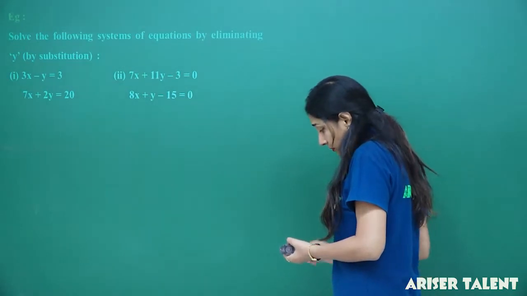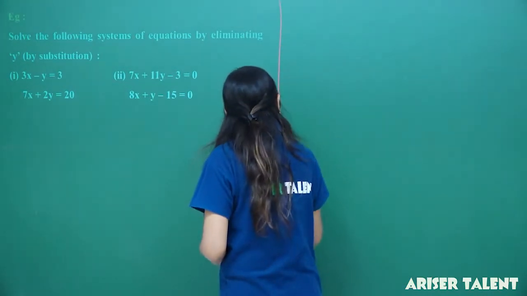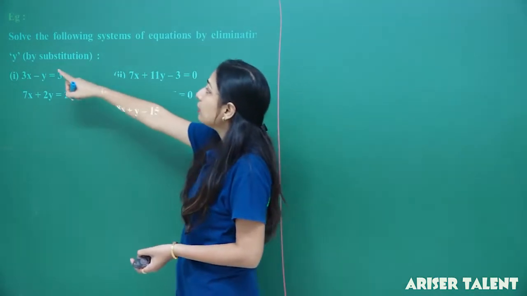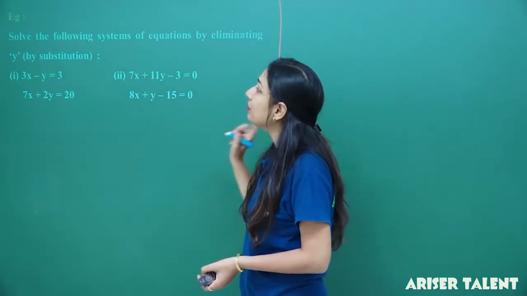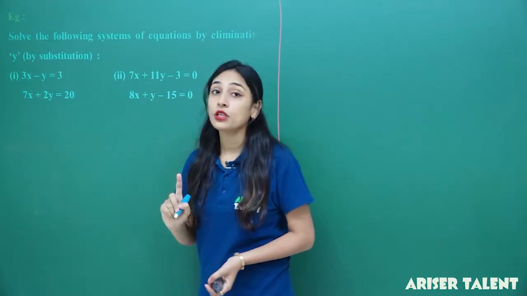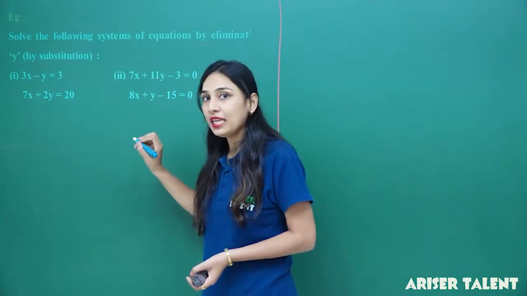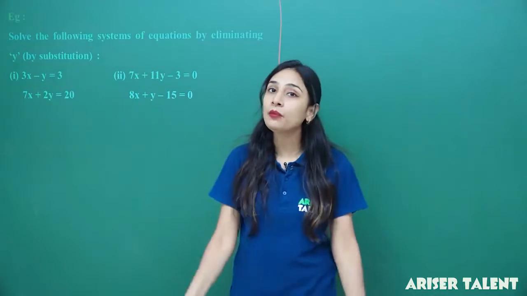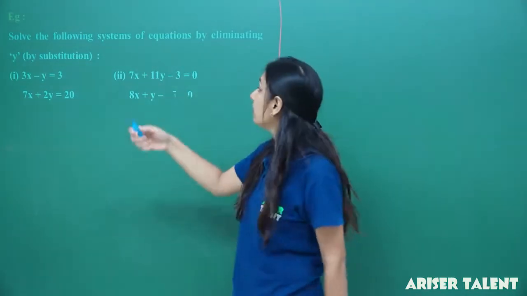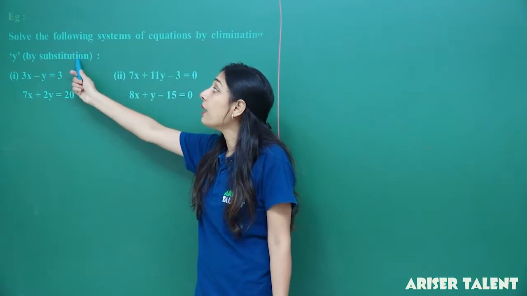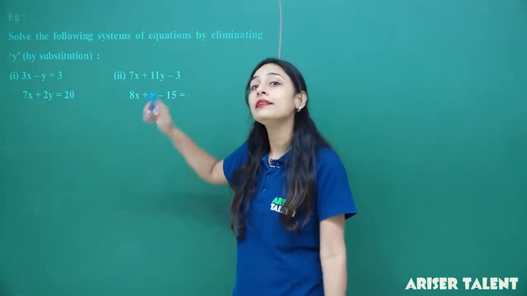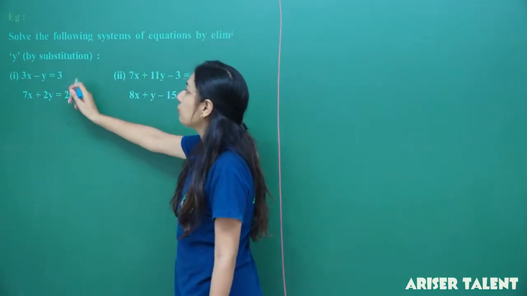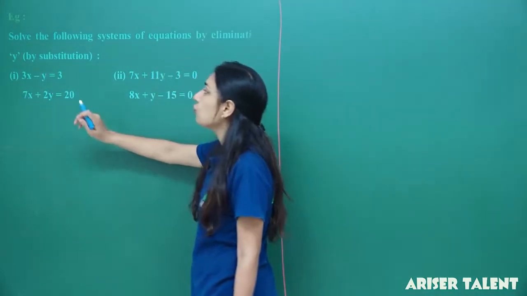Okay, students. I've told you that we are going to have some good examples. Now, solve the following systems of equations by substitution. This has been specified. If it is not specified which method you have to use, you can use any method, right? But if it is specified that you have to do it by substitution, then you will do it by substitution only, students. Now, this is 3x minus y equals 3 and 7x plus 2y equals 20.